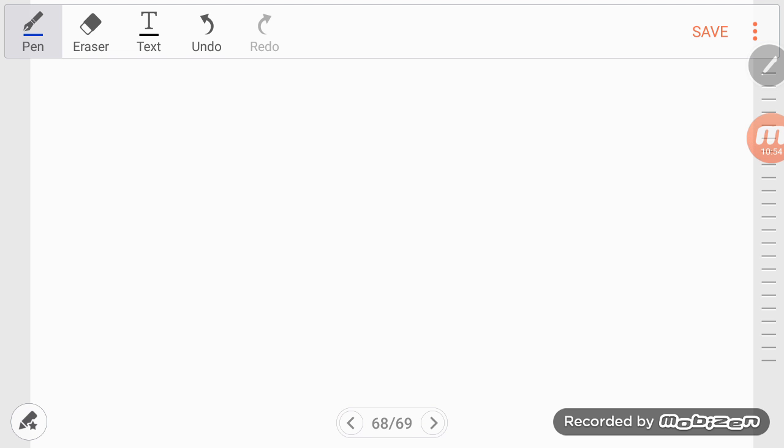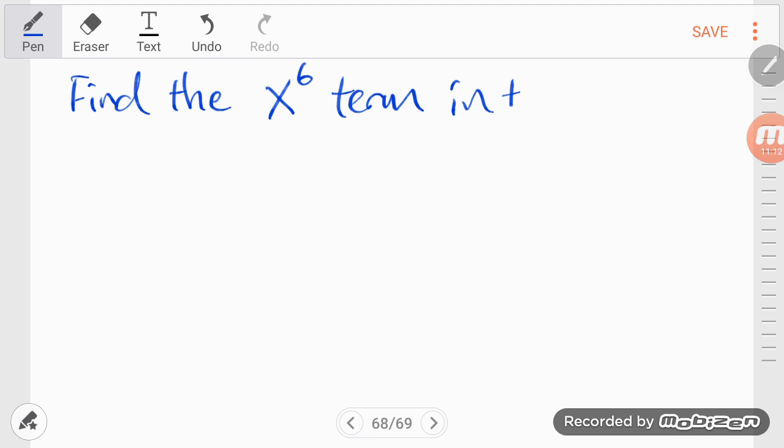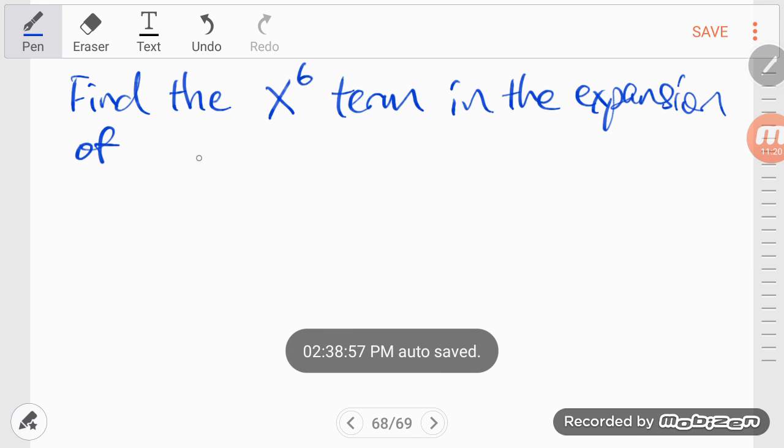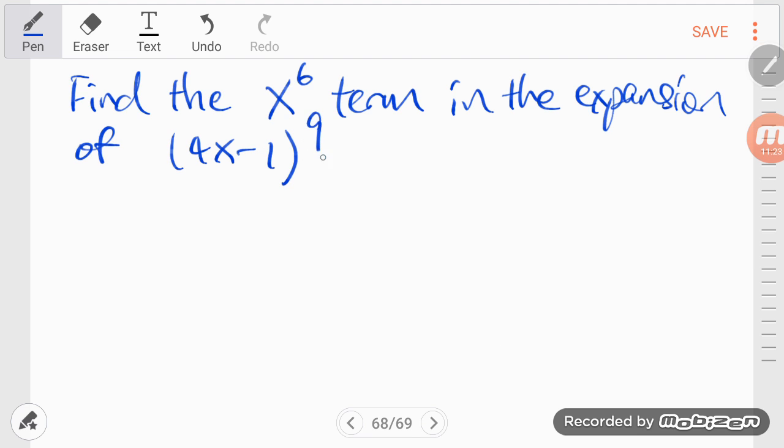Okay, so let's say today they want us to find the x to the power of 6 term in the expansion of (4x - y) to the power of 9. What this question is basically asking is, if I expand this, one of the terms will be x to the power of 6, what is the coefficient going to be? What's the value in front of it going to be? So that's what they're asking for.